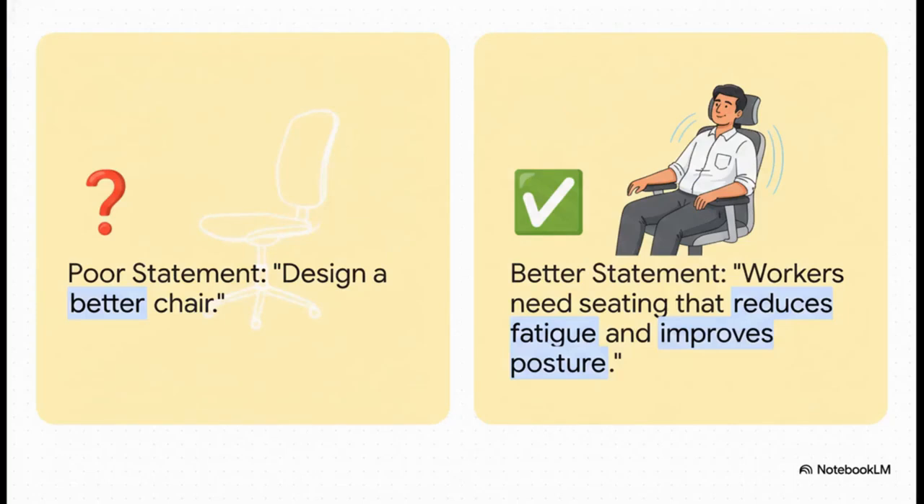Let's look at another one. A poor statement might be, "design a better chair." I mean, what does better even mean, right? It's so vague. But look at this alternative. "Office workers who sit for long hours need seating that reduces fatigue and improves posture." Now that is powerful. See the difference? It's all about the user. It's specific, but it doesn't tell you how to solve it. The solution could be a new chair, sure, but it could also be a standing desk accessory or something we haven't even thought of yet. It opens doors instead of closing them.